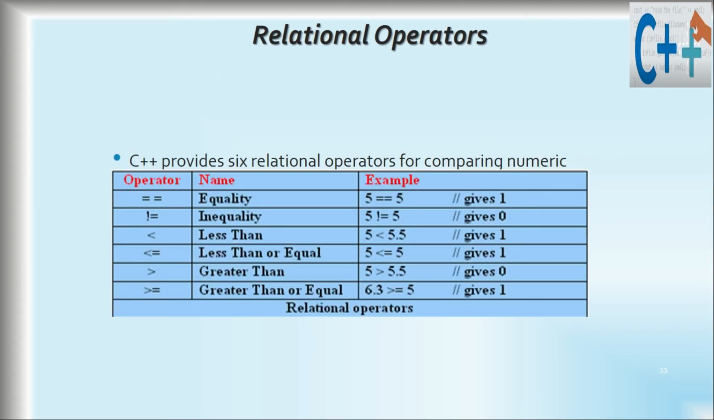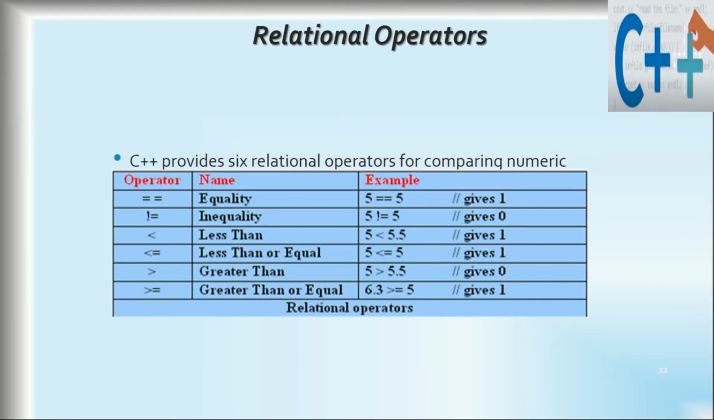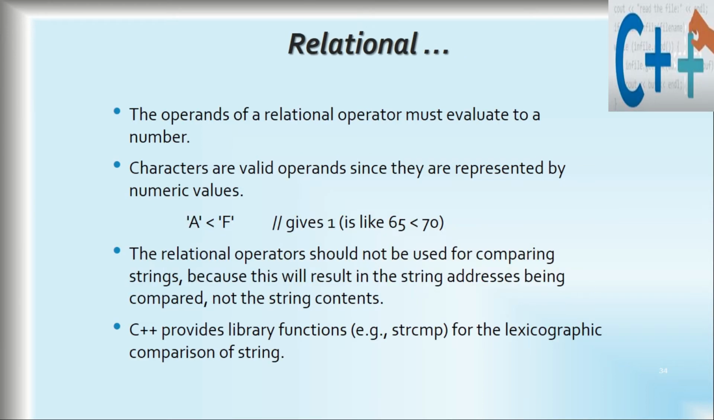Good. Relational operator, as the name indicates, makes a relation. For example, this is an equality operator, this is an inequality operator, not operator, less than or equal to, greater than or equal to. These are relational operators. We will see them in the practical session using fragments of code. Good.